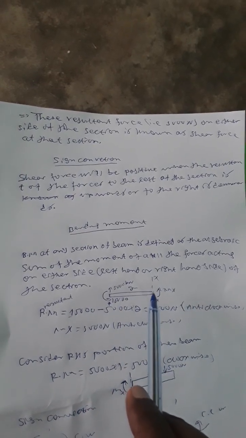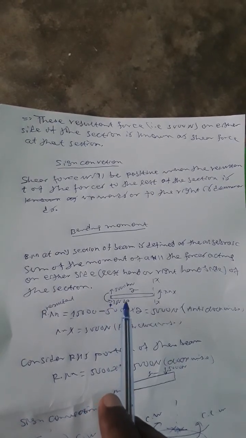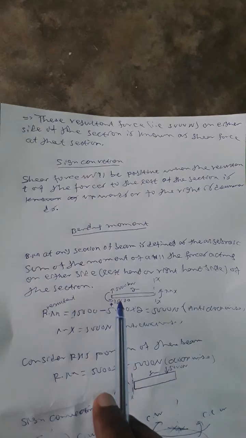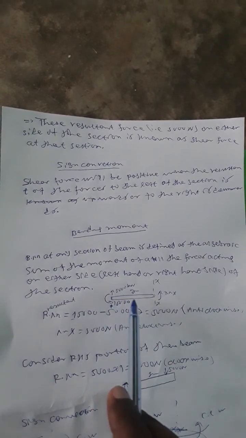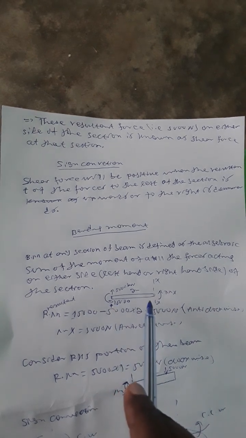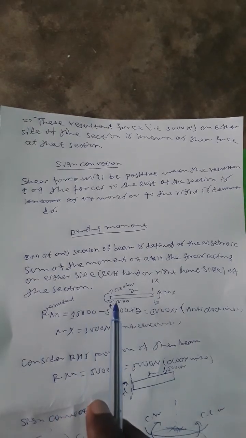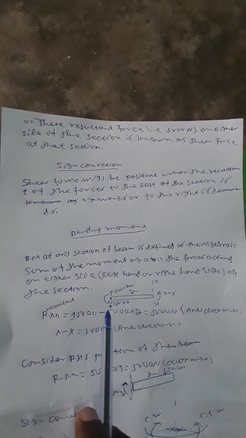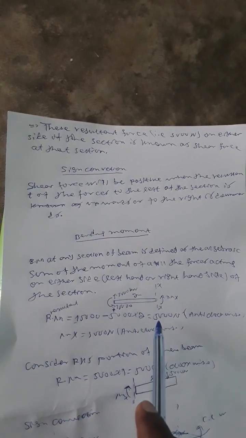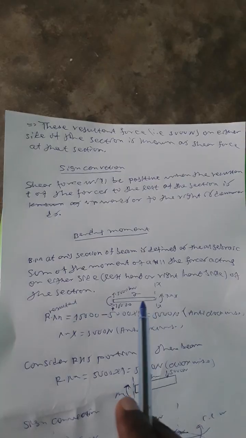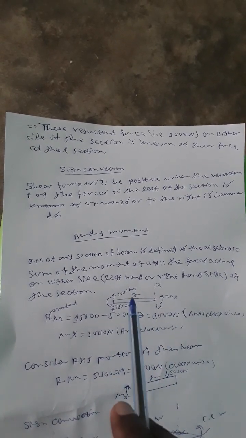This is Mx at the section. This is 15,000 Newton meter. The reaction force is 5000 Newton. This is the bending moment. Resultant bending moment is equal to 15,000 minus 5000 times 10, that is 5000 Newton anti-clockwise. This is anti-clockwise.